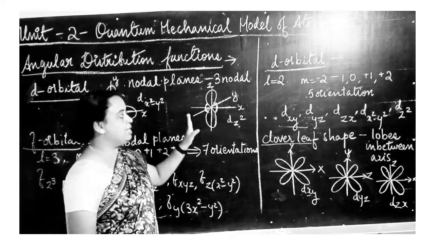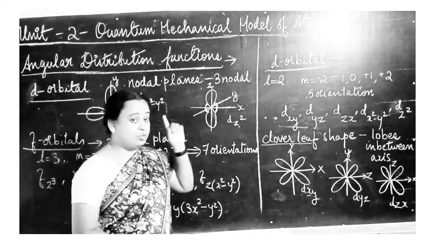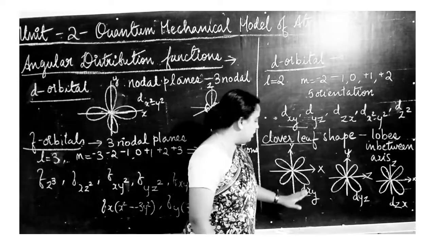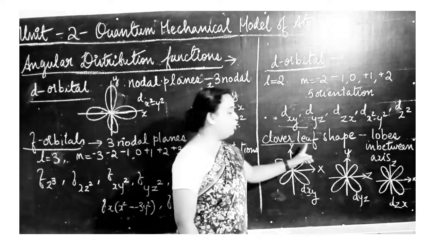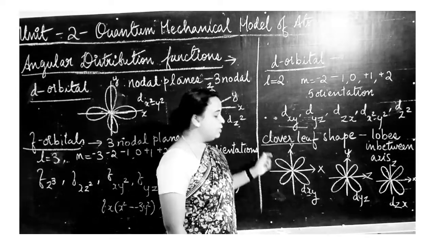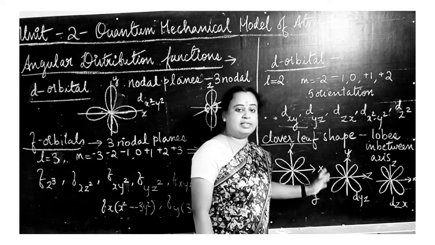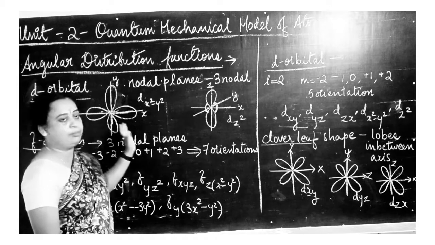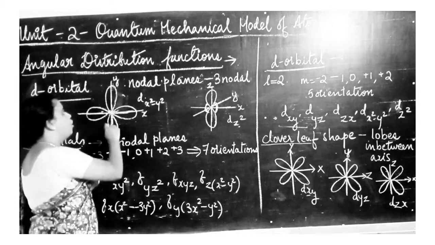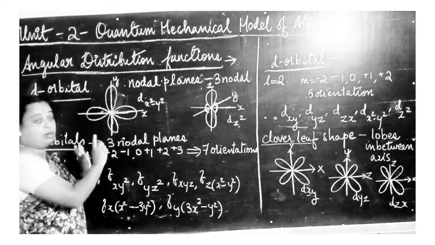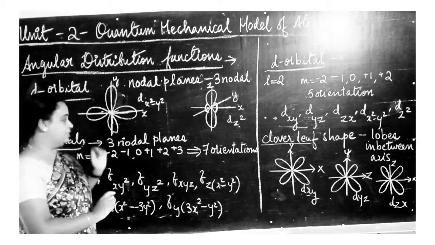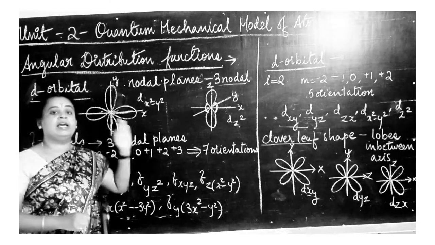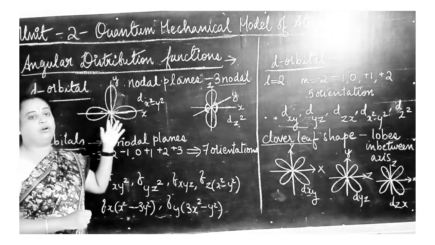Likewise, the d orbitals have 5 orientations based on the value of m. So the 5 orientation shapes are given here. The first, second and third shapes of the d orbital, the clover leaf shapes, have lobes present in between the x-axis, y-axis and z-axis, whereas the fourth and fifth shapes of the d orbitals have lobes present on the axis. There are 3 nodal planes in the d orbital. How many nodal planes? 3 nodal planes in the d orbital.